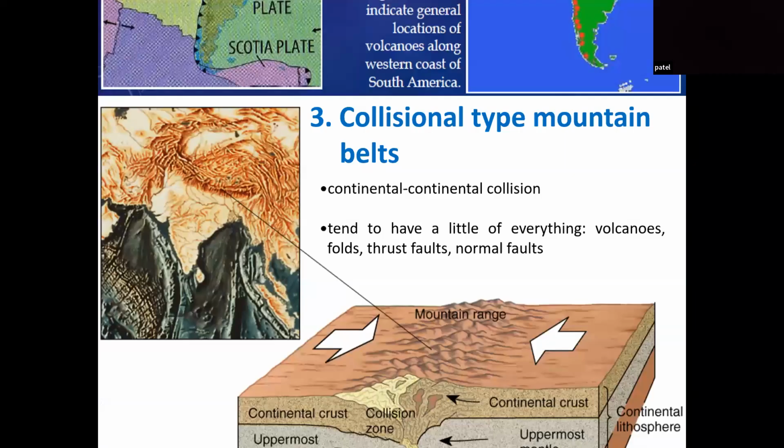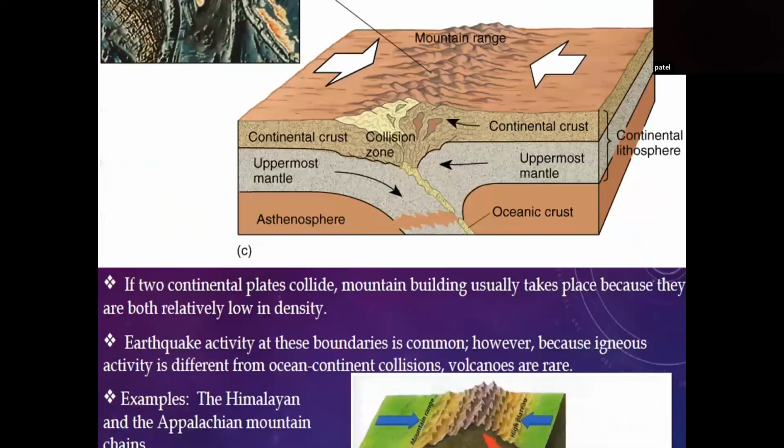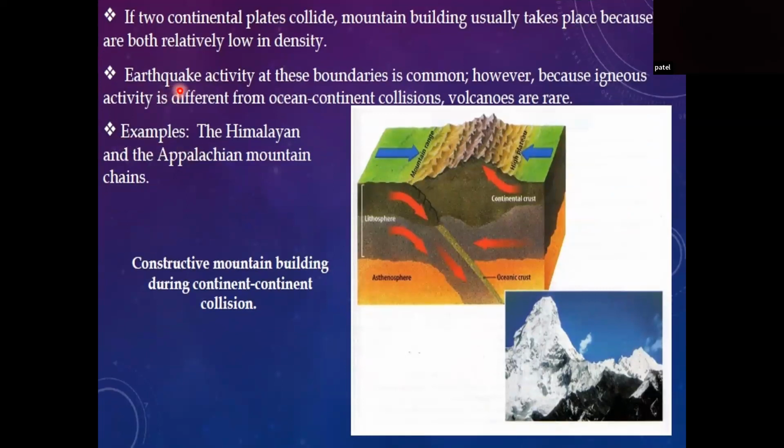Then the third type of mountain belt is the continent collision. The best example is our Himalayan mountain belt. This Himalayan mountain belt is formed due to collision between the Indian plate and the Eurasian plate. This is our India, and the northern side is Eurasia. Because of this collision, the Himalayan mountain belt is formed. This collision is continuing in the Himalaya at present also. Because of the continuous movement of the Indian plate towards Eurasia, towards the north, earthquakes are occurring in the Himalaya.